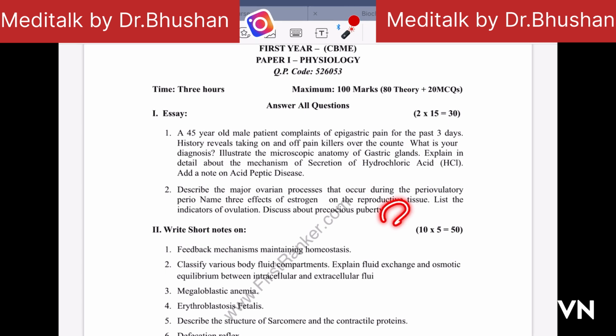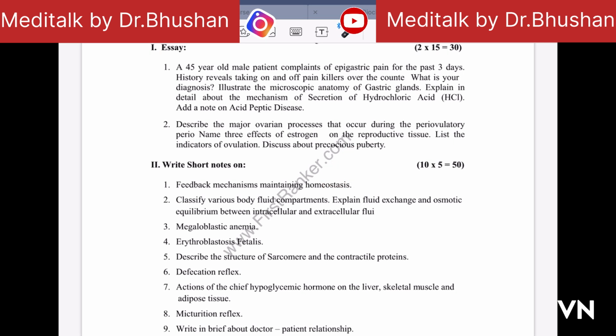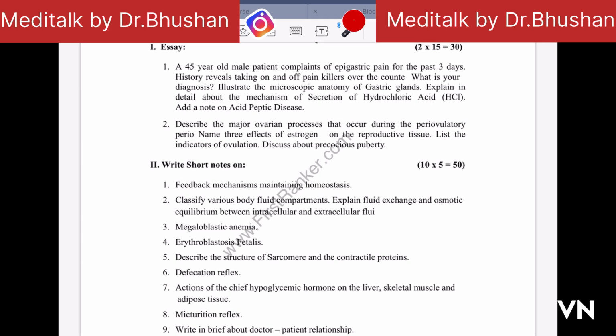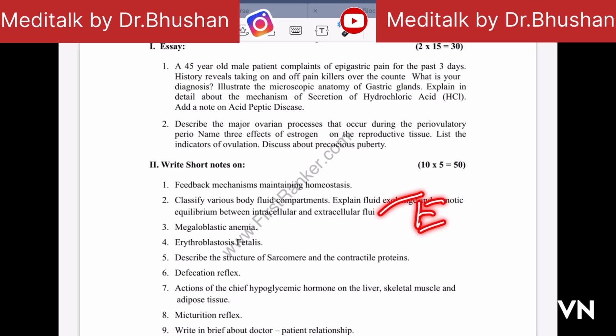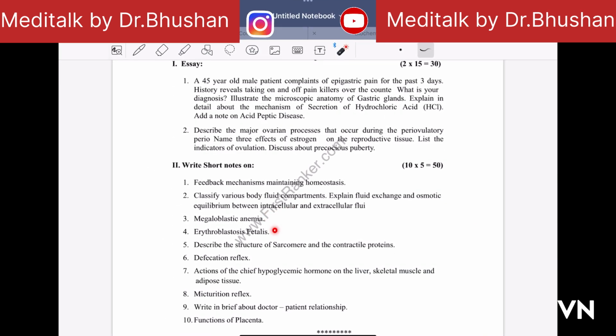This is 2 questions in 1 question. Second part, feedback mechanism maintaining homeostasis. Repeated question: classify various body fluid compartments, fluid exchange and osmotic equilibrium between the intracellular and extracellular fluid. ECF or ICF. Megaloblastic anemia, erythroblastosis fetalis.